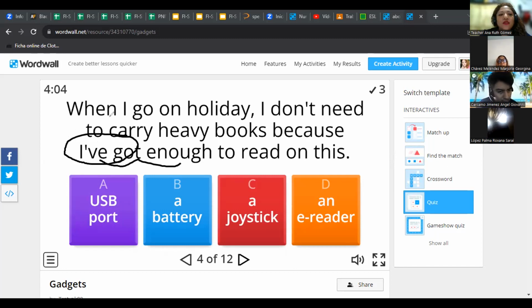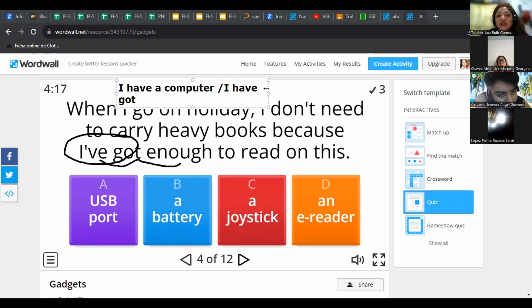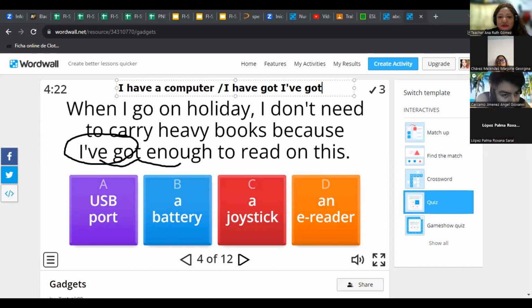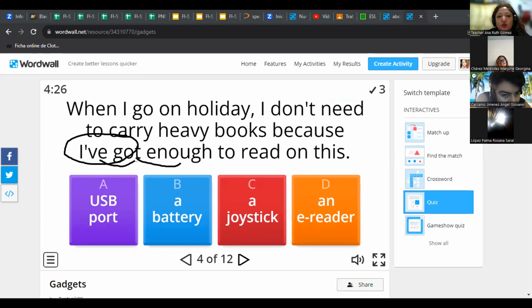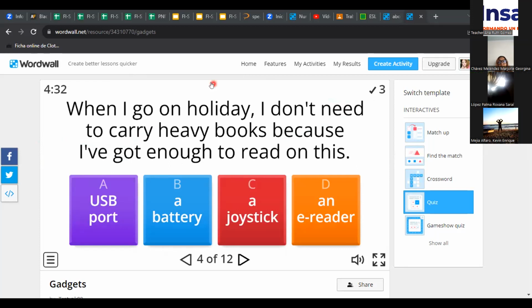Marjorie and everybody, this is something in British English. For example, in American English, you say, I have a computer. But in British English, you say, I've got a computer, I have got. In British English, they say, I have got, or they make it a contraction and they say, I've got. Yeah, that is British English. Okay, so which is the answer? Thank you, Marjorie. So which is the answer, guys? An e-reader. An e-reader, all right, very good.